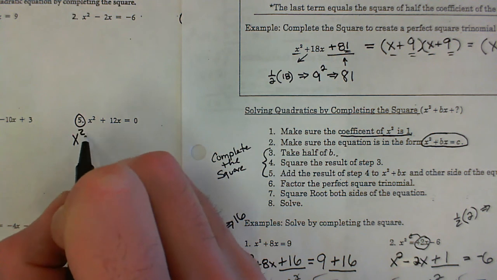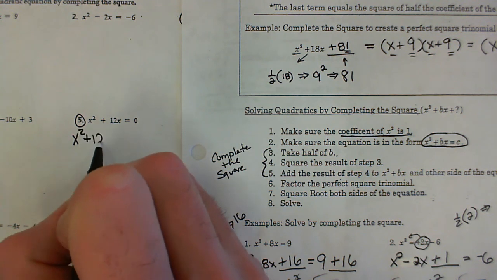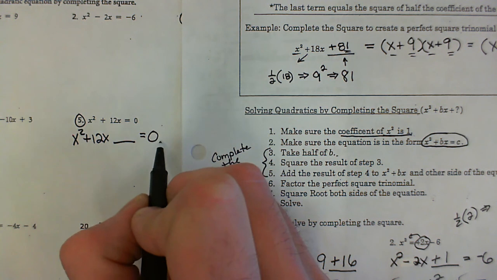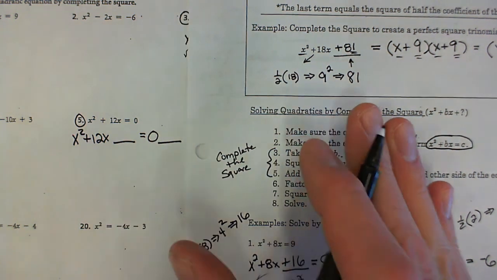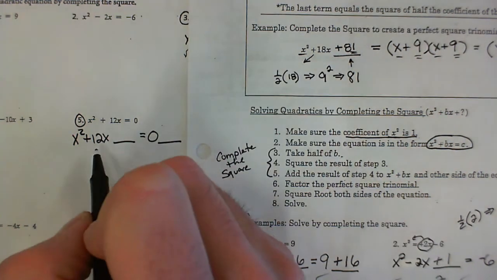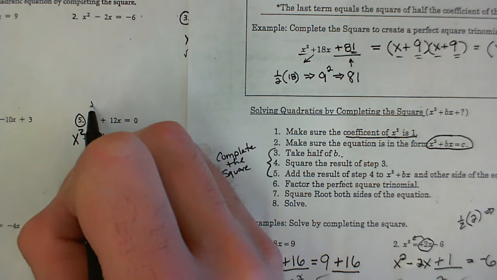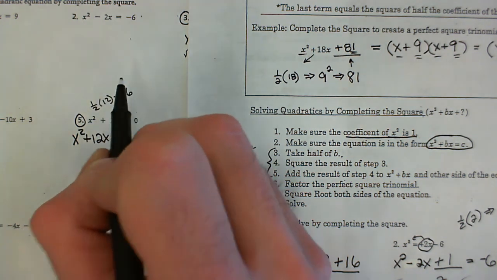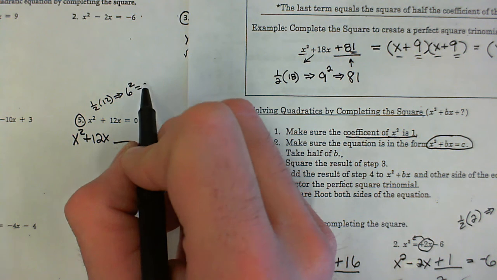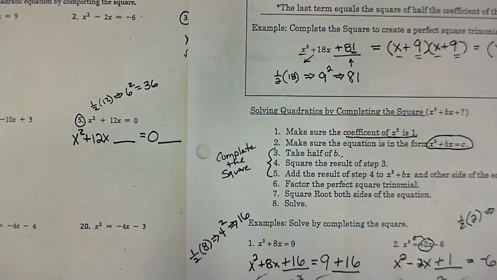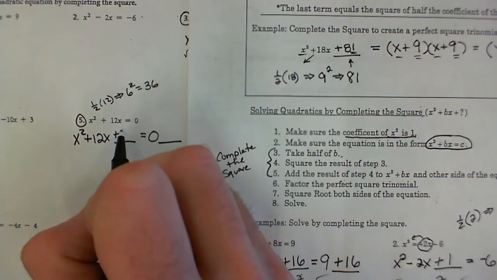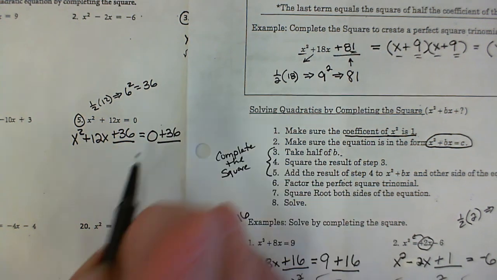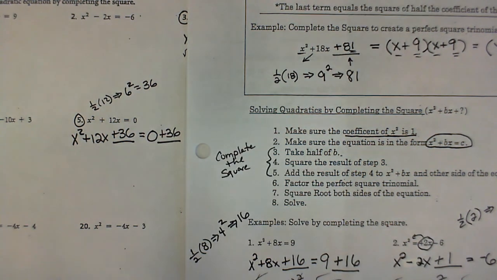So now let's go ahead and complete the square. So this is x squared plus 12x. I'm going to leave a gap equals 0, and then I'm going to compensate for that over here. Now I need to come up with that third term. So we're going to do half of 12, and that's going to get you 6, and then we're going to square that, and you're going to get 36. So this is going to be plus 36. And if you add 36 to one side, you have to add 36 to the other side.